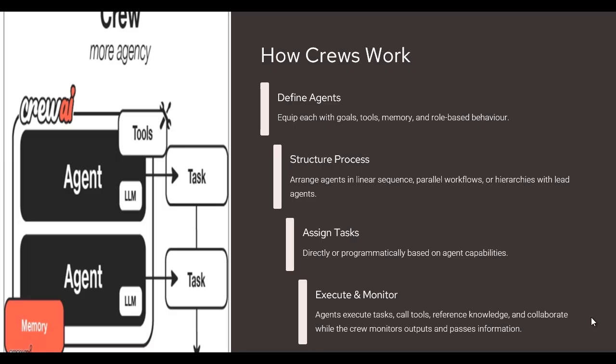When you kick off the crew, the agents begin executing tasks, calling tools, referencing knowledge, and collaborating like an intelligent workflow engine. The crew monitors agent outputs and passes information between them to refine the final result. This orchestration allows agents to build on each other's output, reason together, and adapt their strategy dynamically.